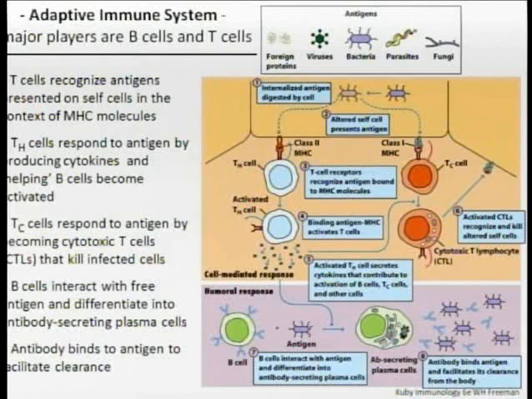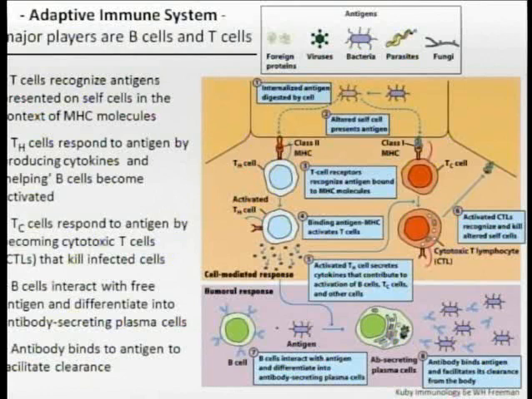Now, up above, we see two other forms of cells. These are both called T cells. T cells are the other major player of the adaptive immune system, and we have two major forms. There's, on the left side, in blue, the T helper cells, and on the right side, we have cytotoxic T cells. They have two very different functions.